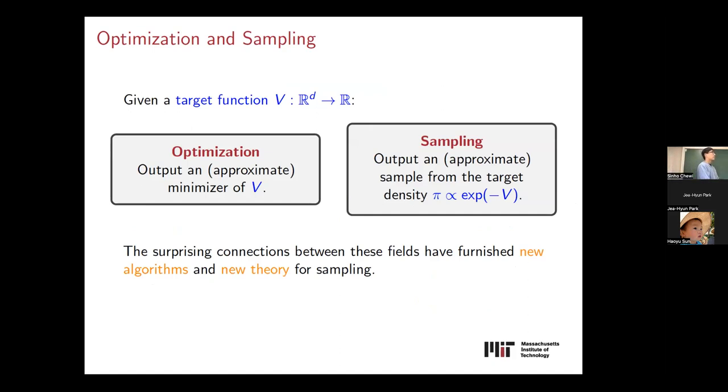Okay, so the motivation for this part of the talk, and also for a lot of my research, is that there are a lot of interesting connections between these two fields, between optimization and sampling. In optimization, we have some function V and we just want to minimize V. In sampling, we'd like to output a sample from a target distribution pi, which has density proportional to e to the minus V. These two problems turn out to be analogous in many ways, and it's the connections between these fields that have spurred a lot of recent research.